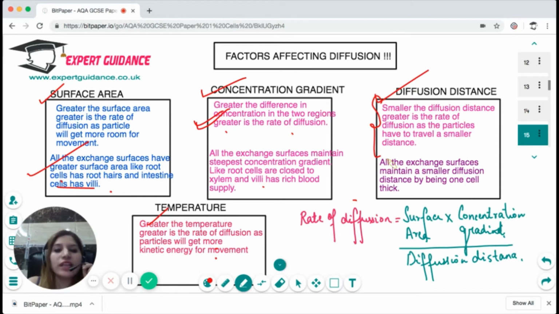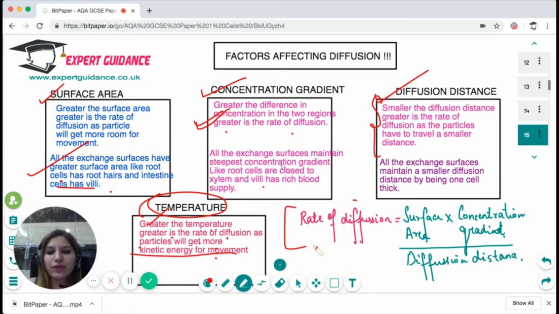So all the exchange surfaces maintain a smaller diffusion distance by being one cell thick. So if you see any of the exchange surfaces, it will be one cell thick. And last is the temperature. The greater the temperature, the greater the rate of diffusion, as the particles will get more kinetic energy for movement.